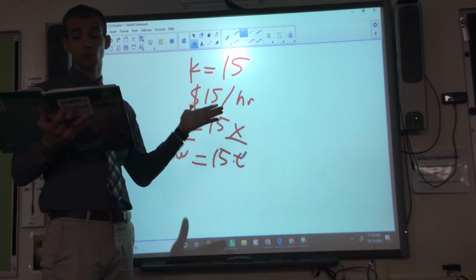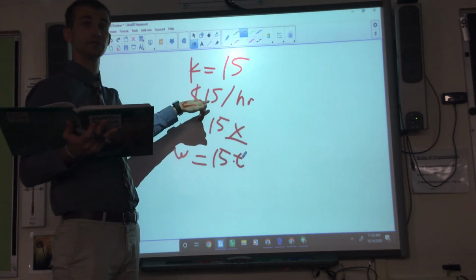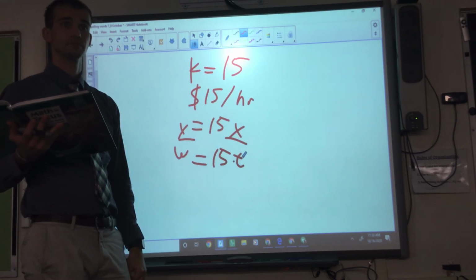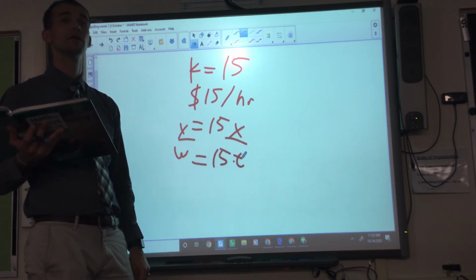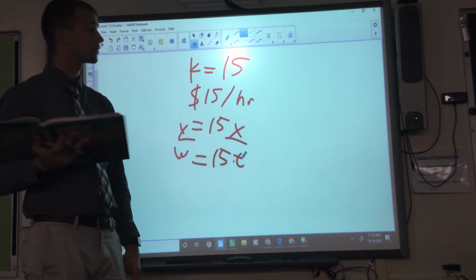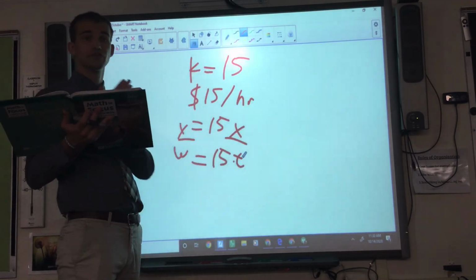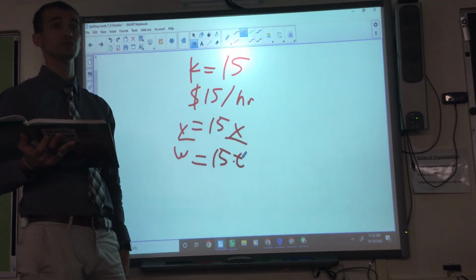And D, if he works 4 hours, how much will he earn? Well, we know it's $15 per hour. 4 times 15? 60. So then he earns $60. Or you can even look on the graph. Start at 4, go up to where that point hits, and it hits right there. You don't even need to do the multiplication.